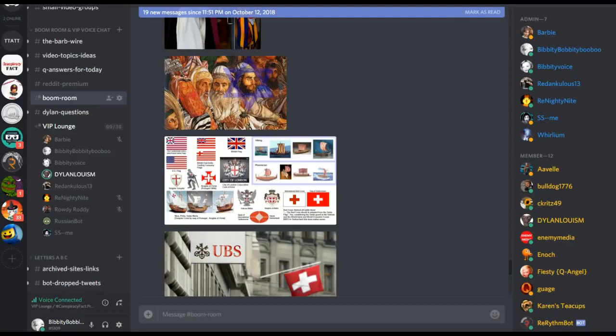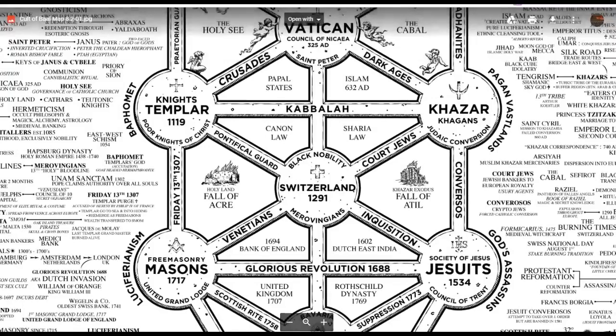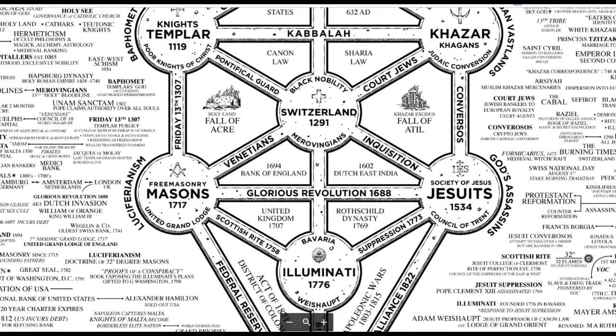So that takes us down to the Jesuits bubble. Let me make sure that we've covered enough in the other areas. So in the middle of that little triangle, you see the fall of Atil. Now that's just the capital of Khazaria. So that would be the Khazar Exodus, we call it.